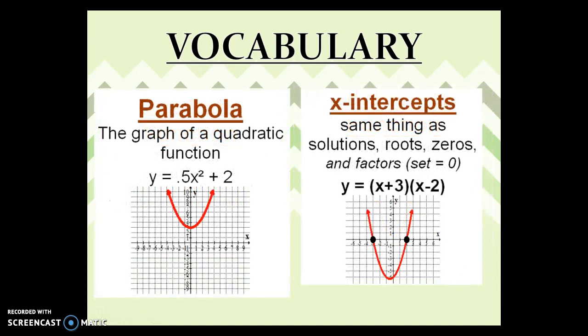A parabola, that's the shape of a quadratic function. Okay, it's that U shape. X-intercepts, they're solutions, roots, zeros, and factors. That's all the same thing. An x-intercept is just where it crosses through the x-axis.